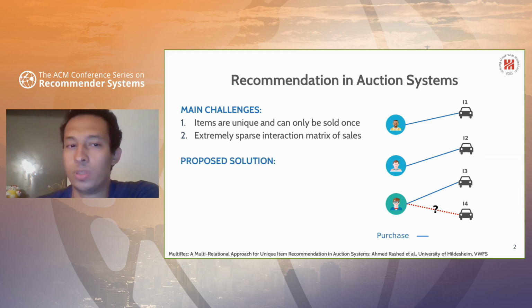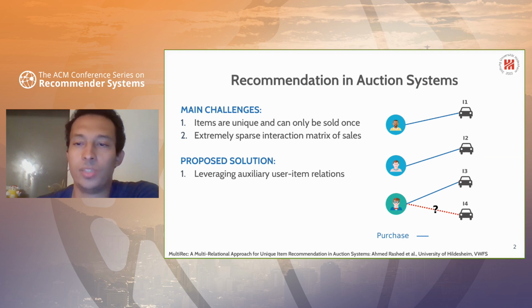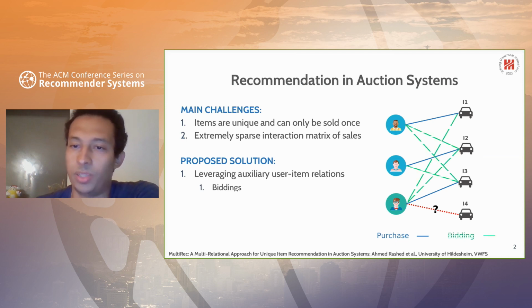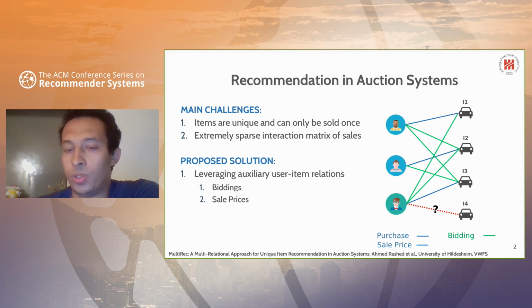So our proposed solution consists of two phases. The first phase is to try to leverage any auxiliary relations that exist in our data, such as the bidding interaction. Usually in auction systems, you have dealers or users bidding on an item before purchasing or before it gets sold. So leveraging this lower-level implicit feedback signal can give us some information about the user interest, which usually contains more information than the main relation. For example, here, it's a purchase relation. We have also the sale prices, which also give us some hints about the willingness to buy for a higher sale price.